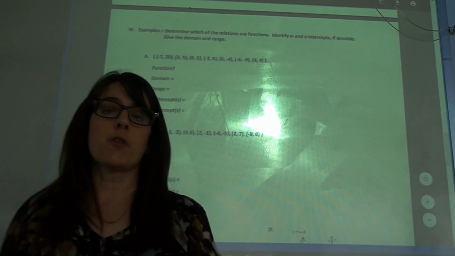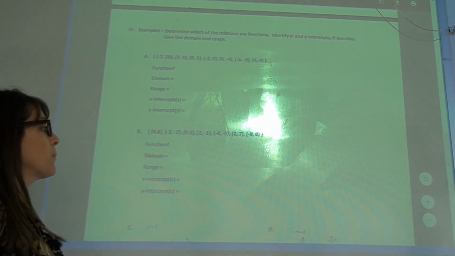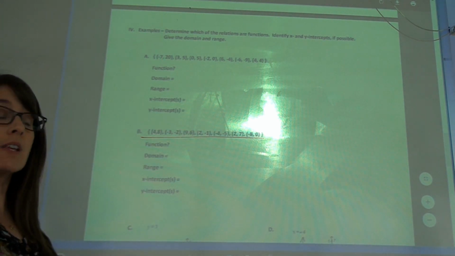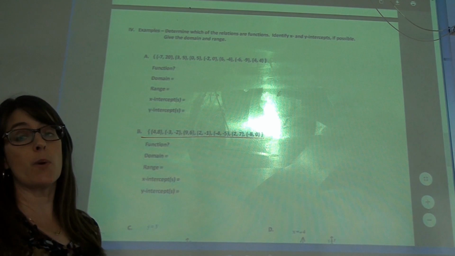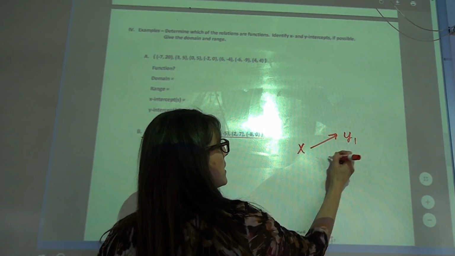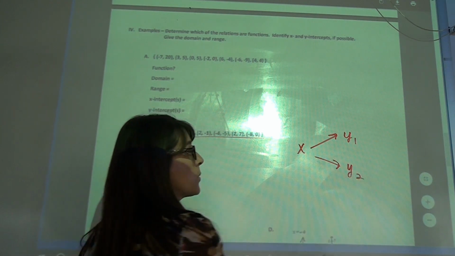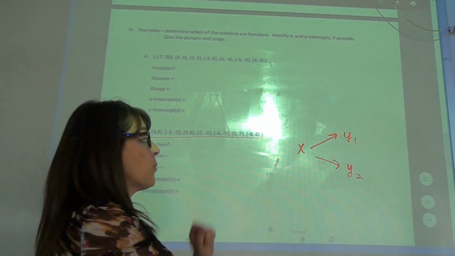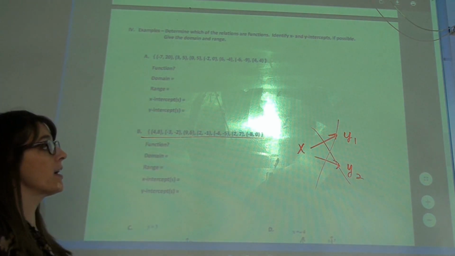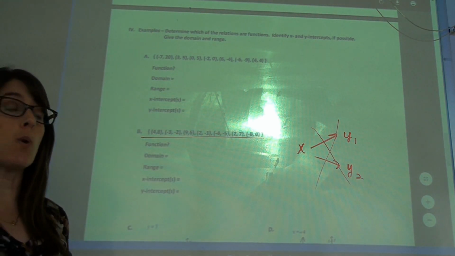So let's practice another one. So this time, with this string of ordered pairs that we know is a relation because it is a set of ordered pairs, I'm trying to decide whether or not it's a function. Remembering that I've got this picture burned in my brain, and what this means is when I have the same x going to 2 different y values, it is not a function. So do I see a situation where I have the same x going to 2 different y values?